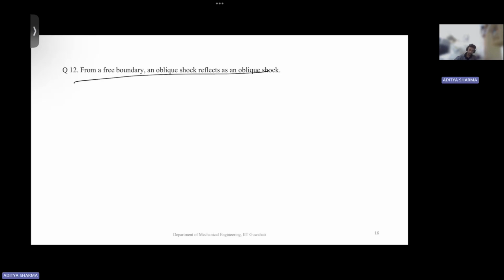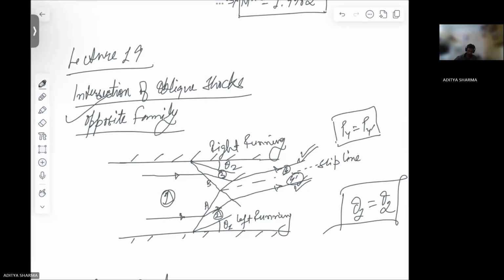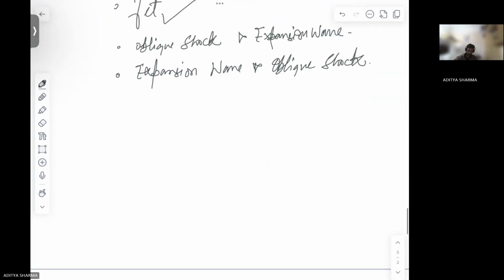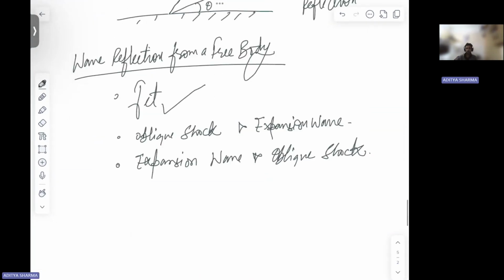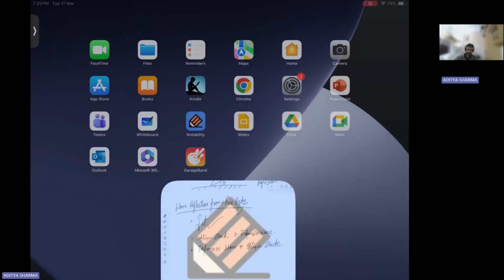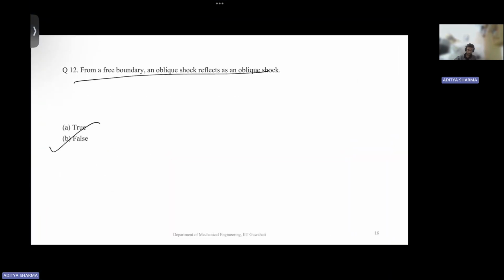This again is a false statement. Your oblique shock gets reflected as an expansion wave, and an expansion wave gets reflected as an oblique shock. So saying that from a free boundary an oblique shock reflects as an oblique shock is a false statement; it reflects as an expansion wave.